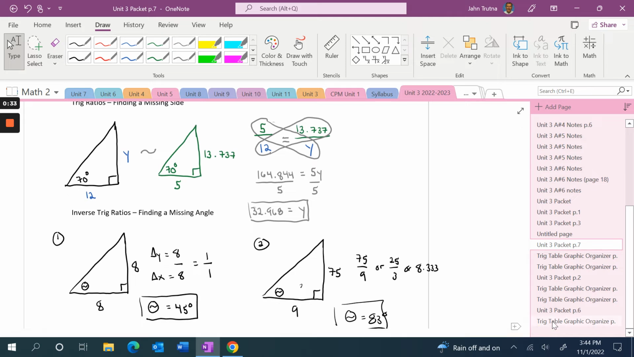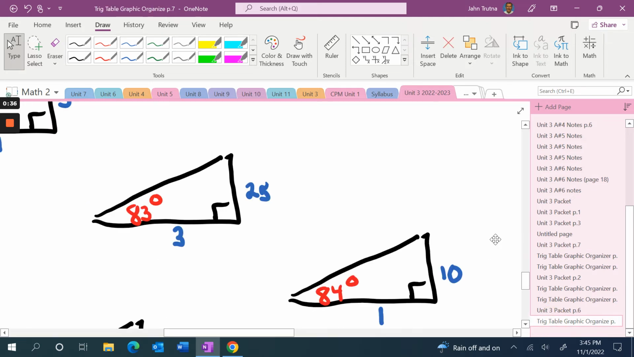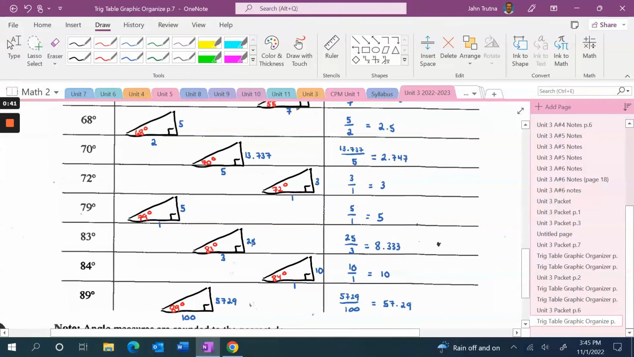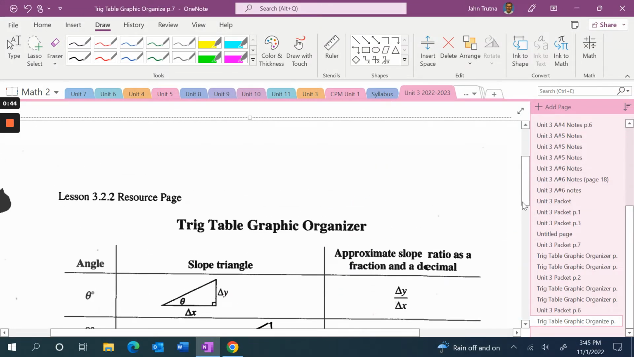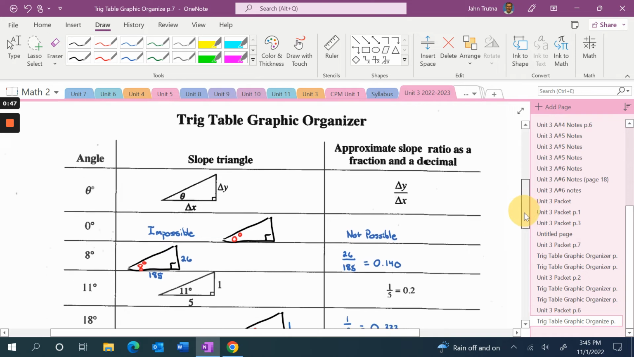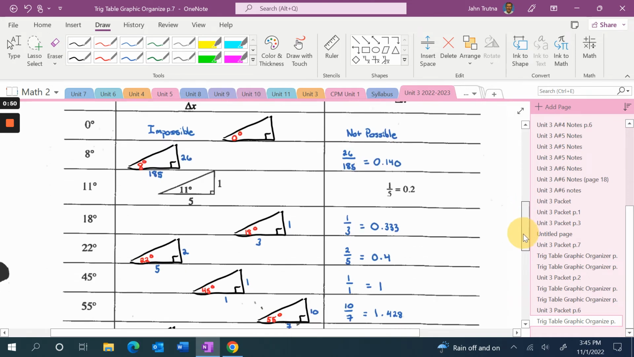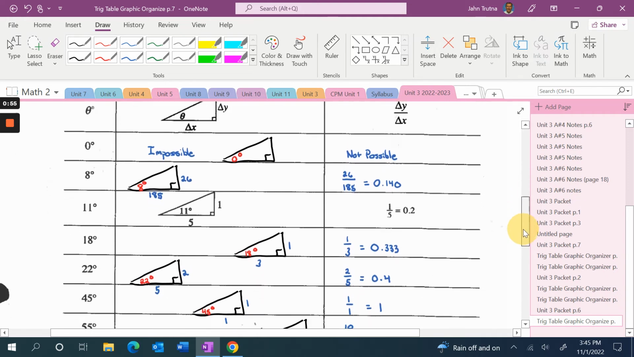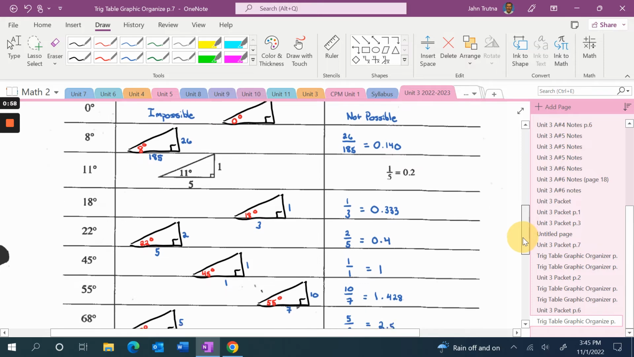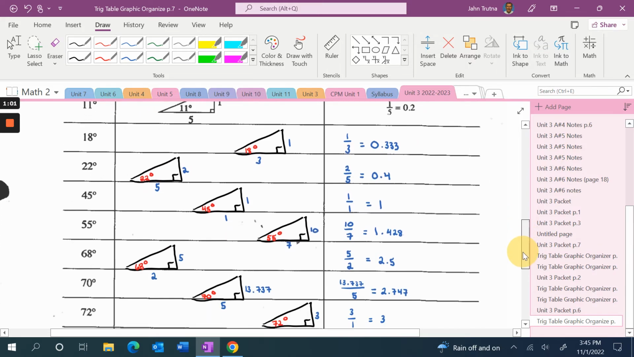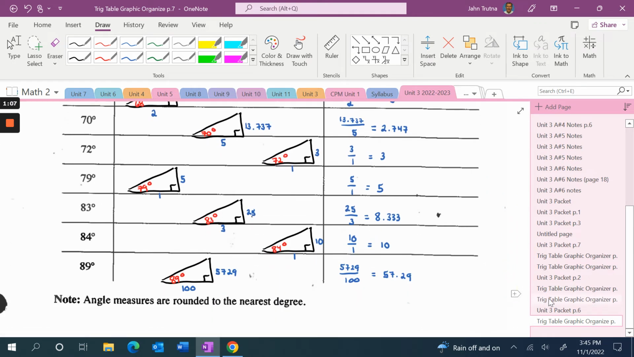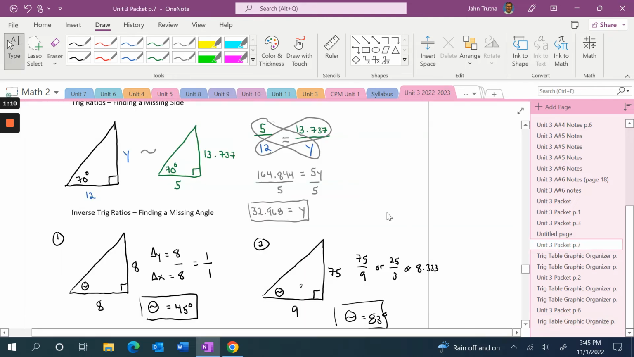And the other thing that you missed in class was this table right here, which we called the trig table graphic organizer, and we filled out all of this information. So you're going to want to get this handout from me, and then go back and pause the video at various times, or get these from a fellow student, and write all this information down because you're going to need that to help you answer some of these problems that we did, okay?